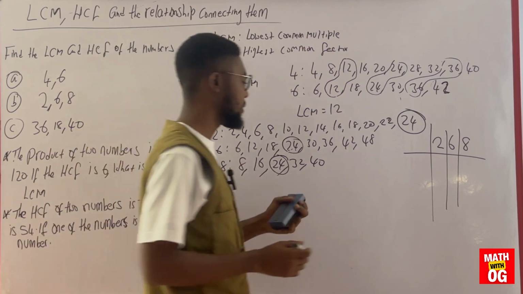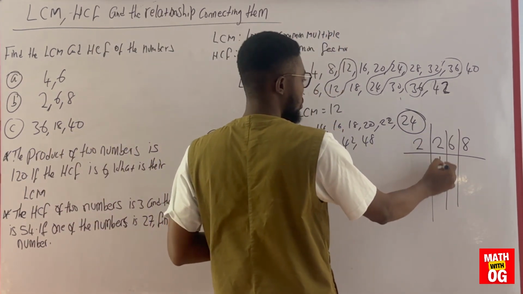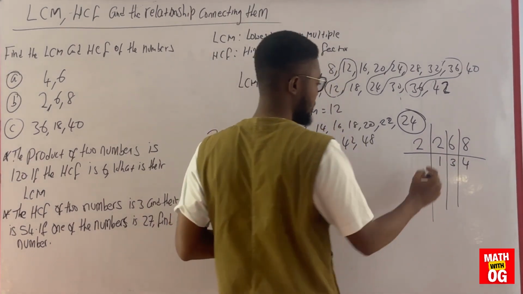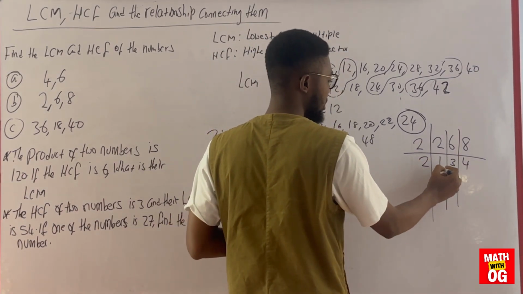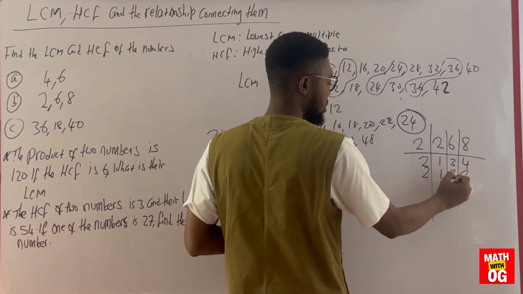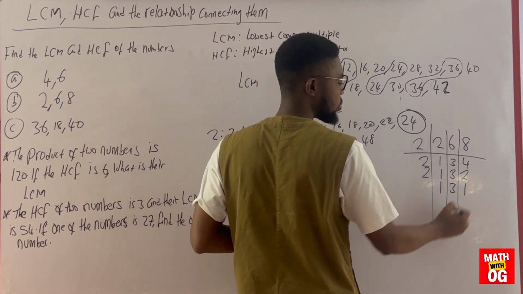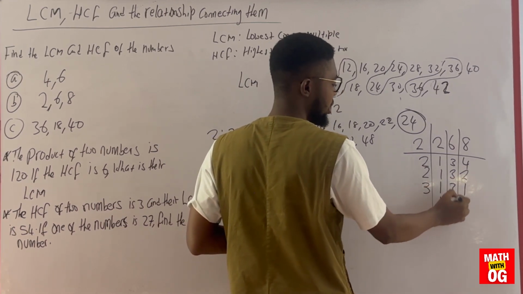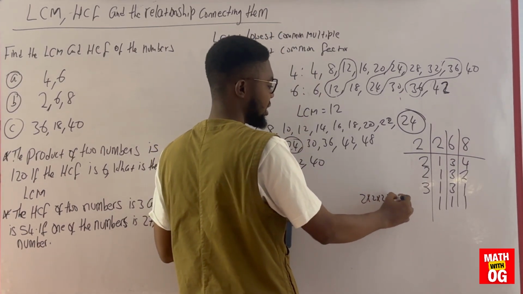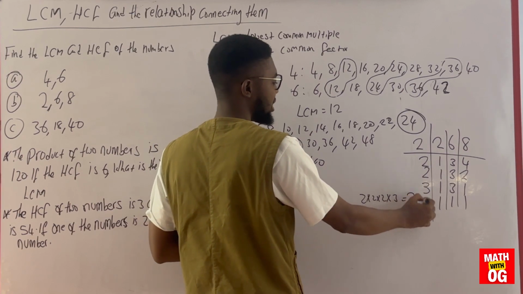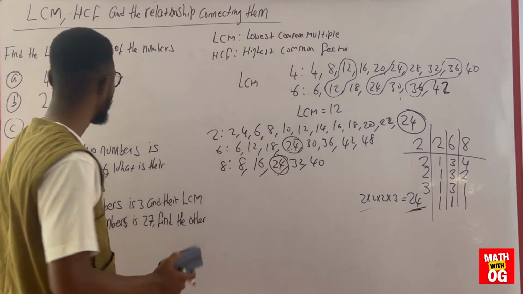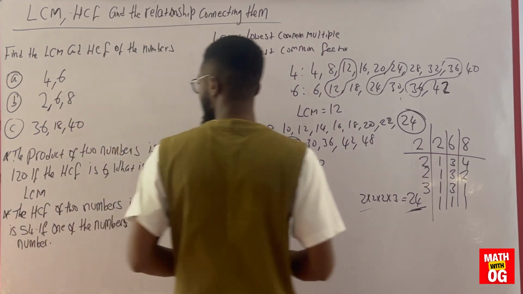So let's divide by prime factors. We'll start with 2. 2 into 2, 1. 2 into 6 is 3. 2 into 8 is 4. We go again with 2. 2 into 1, 1. 2 into 3, 3. 2 into 4 is 2. We go again with 2. 2 into 1, 1. 2 into 3, 3. 2 into 2, 1. Lastly, we go with 3. 3, 1, 1, 1. So my final answer will be 2 times 2 times 2 times 3. This is 8 times 3, and that is 24. As easy as that. So that's the lowest common multiple.